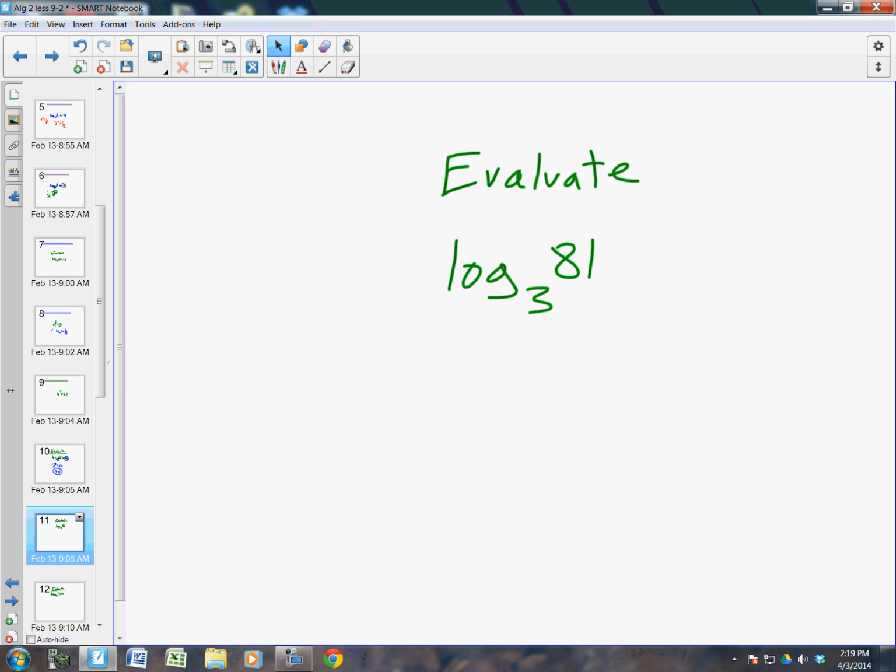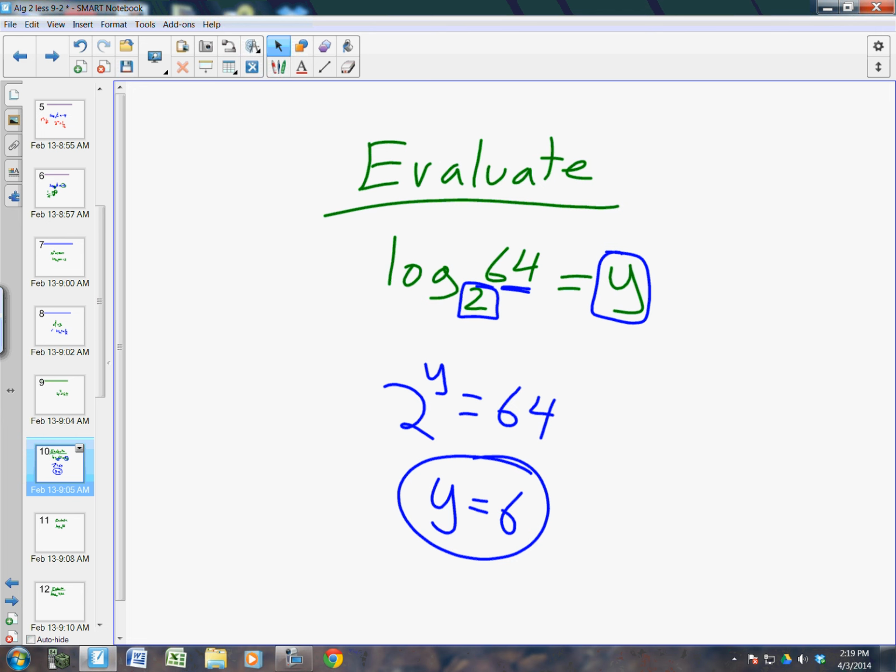Like this one was asking 2 to what power is 64, right? So if I erase this y over here, 2 to what power is 64? That's what a logarithm is asking. It's asking for the exponent. That's why we say a logarithm is an exponent.